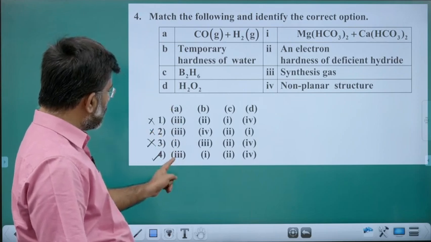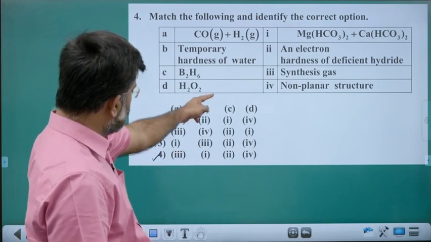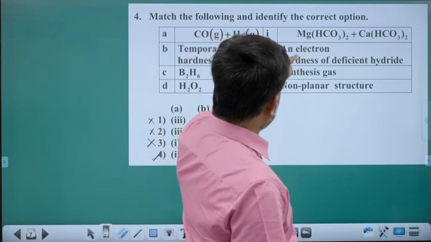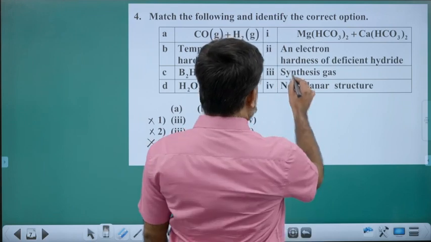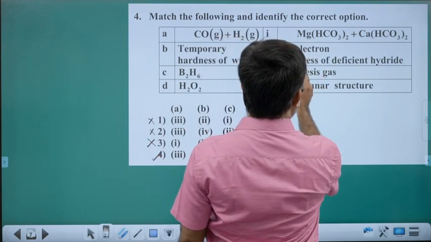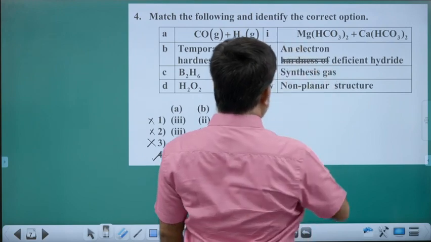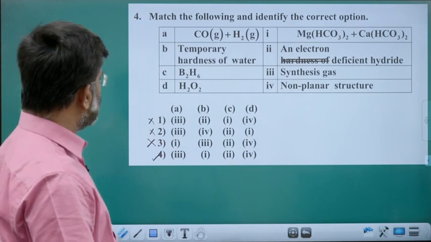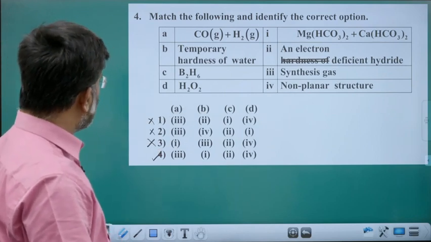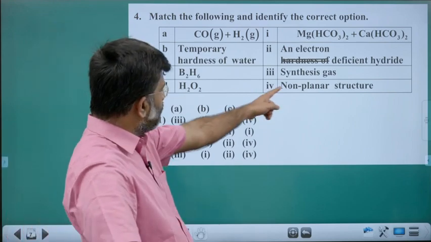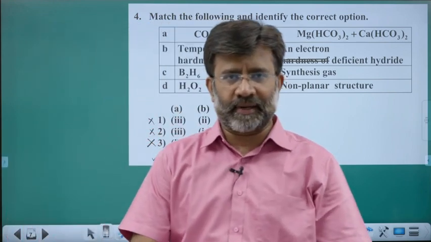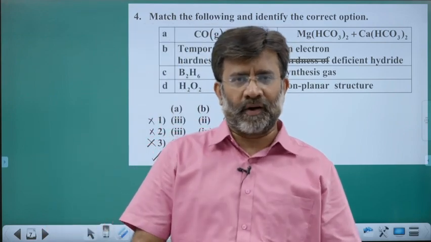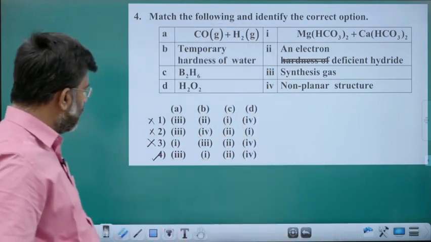So A3, B1. What about C? C2 correct or not? C2, diborane, an electron deficient hydride. I think that's a misprinted word. C with the 2. What about D? D with the 4, correct or not? Hydrogen peroxide, non-planar structure. You know, hydrogen peroxide has somewhat like an open book structure. It is a non-planar structure, known to all. Right? So the fourth choice is the correct answer.